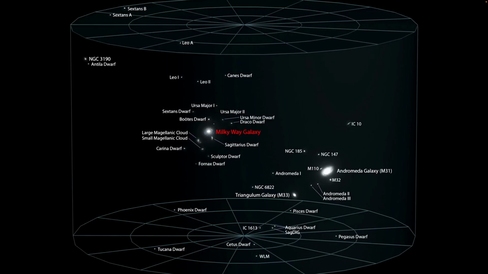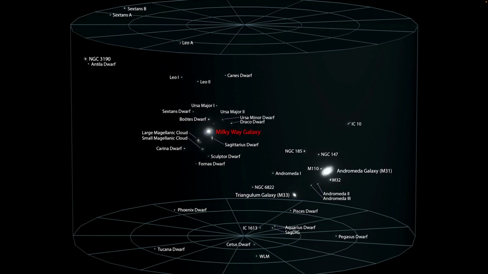If we were to map out the neighborhood of the Milky Way galaxy, this is our immediate neighborhood. There's the Milky Way roughly in the middle, the Andromeda galaxy in the bottom right, and we have a few smaller galaxies, some dwarf galaxies that are effectively satellites of the Milky Way.